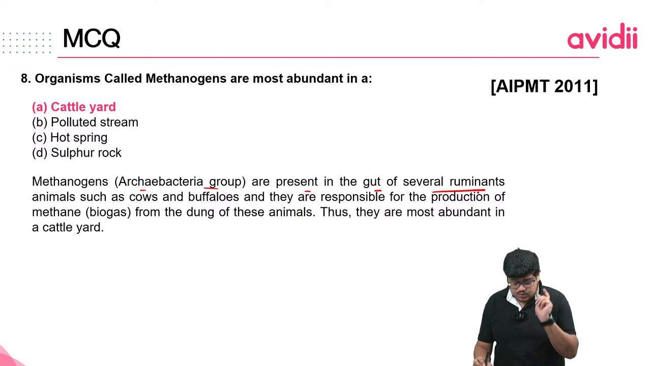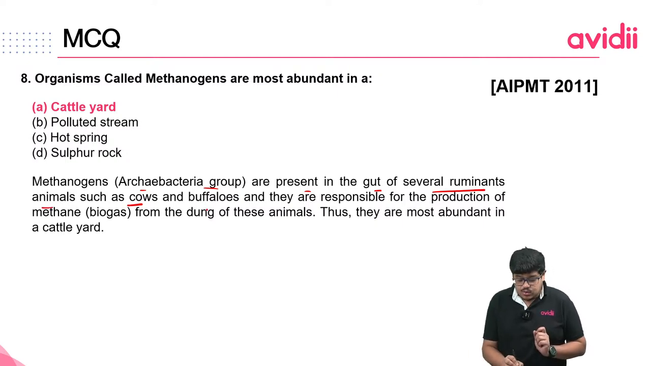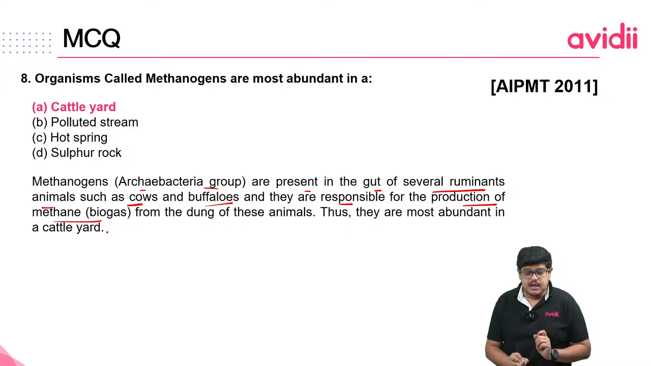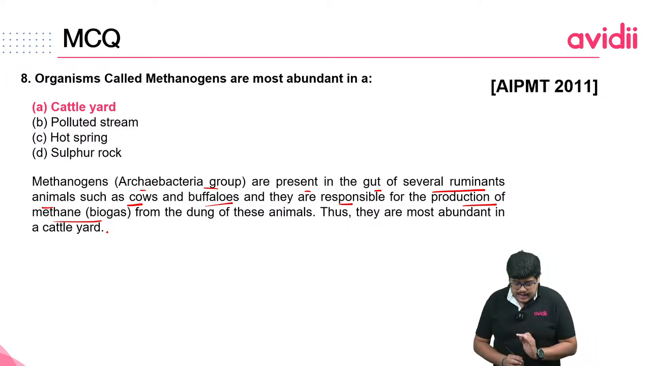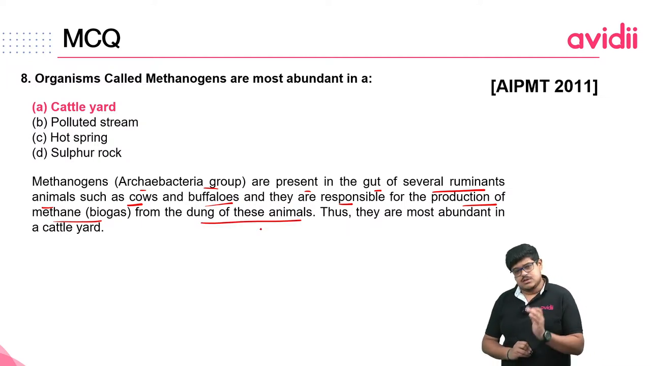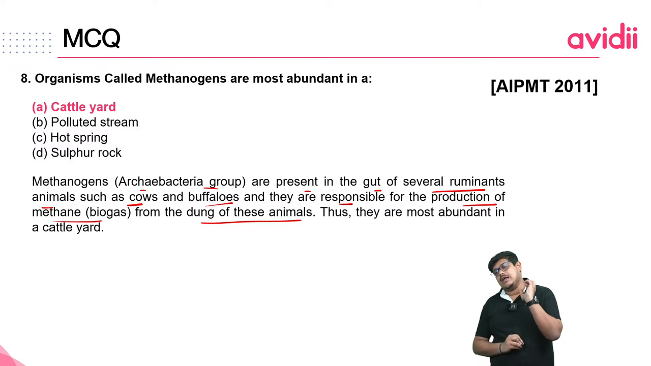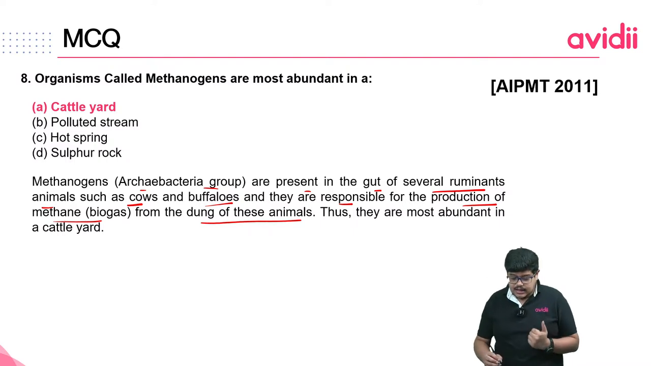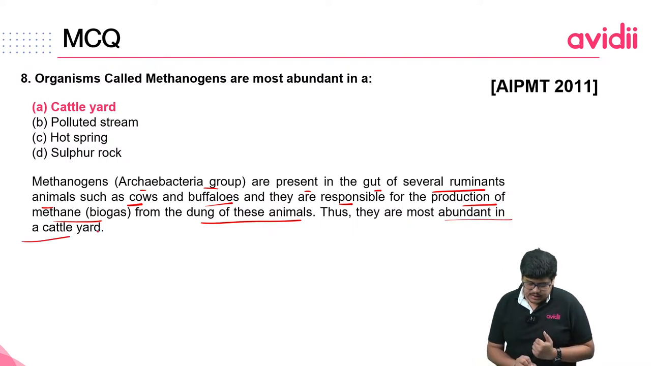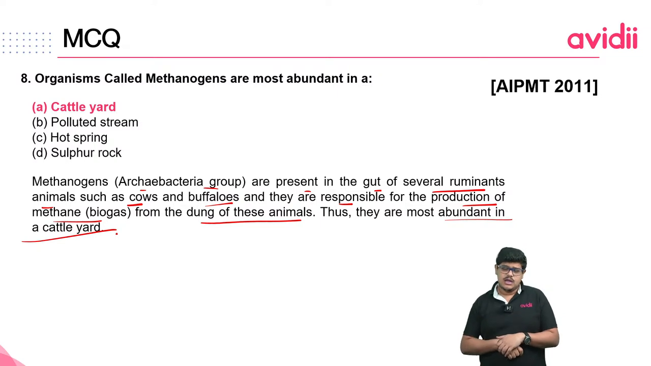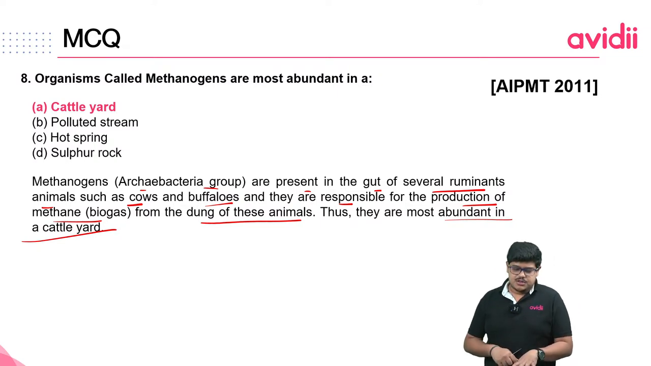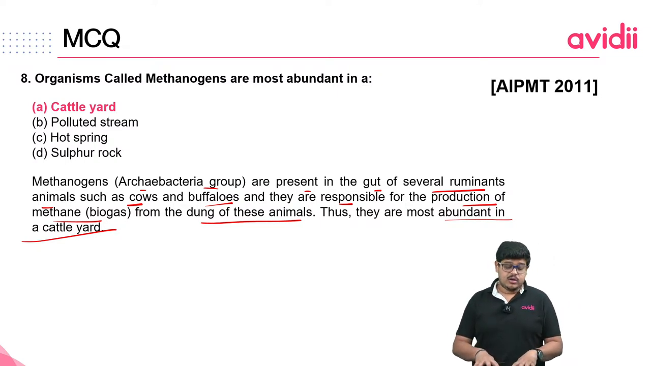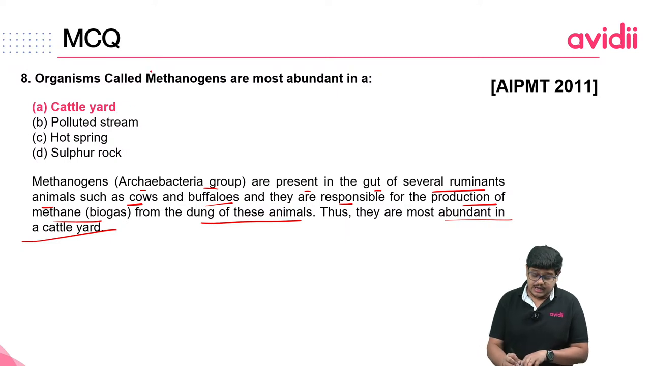coming from the archaebacteria group are present in the gut of several ruminants, animals such as cows and buffaloes, and they are responsible for the production of methane, that is biogas, from the dung of these animals. We extract the methane gas. Thus, they are most abundant in the cattle yard. Okay. So while you are reading this question, the topic is getting important. You need to have clarity not only on cattle yard, but on what methanogens are.